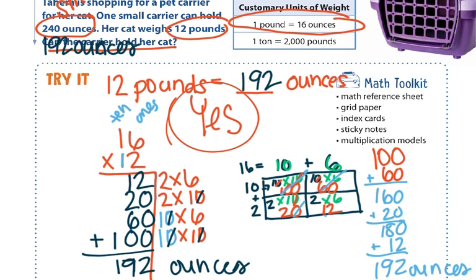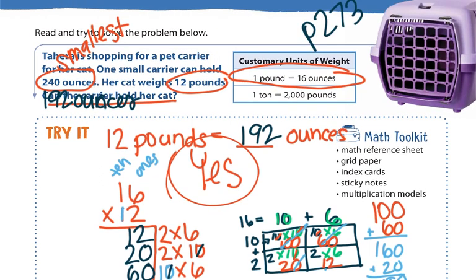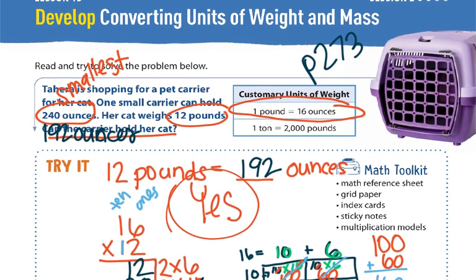Okay? If you put too heavy of a cat in a carrier, so if her cat weighed more than 240, if it weighed 250 and she put it in that carrier, it might not fit. She'd have to squish it in. But when she picks it up, the 2 pieces of plastic would separate. It would break open. The cat would fall. It would run away, or it would just get hurt.